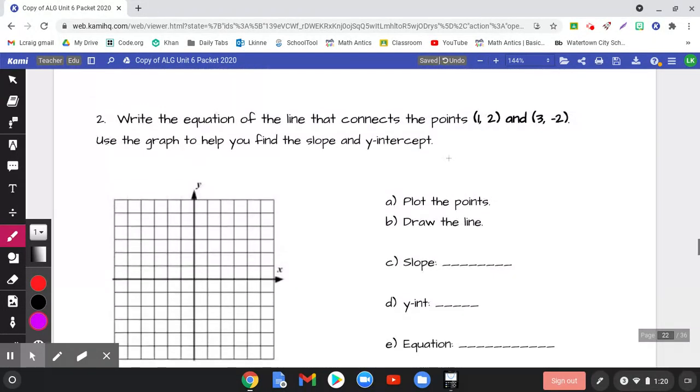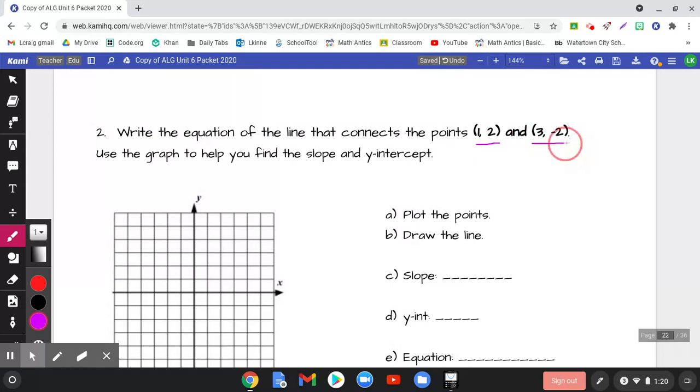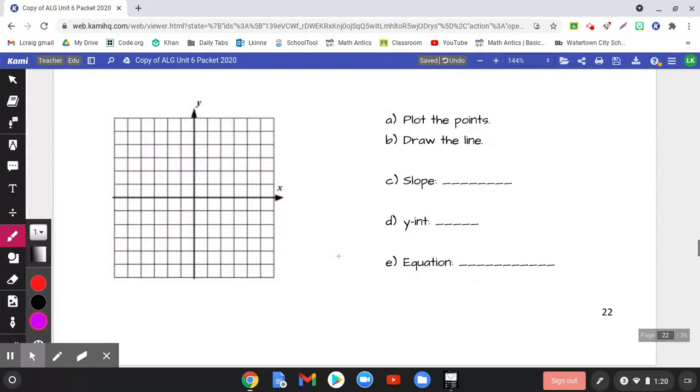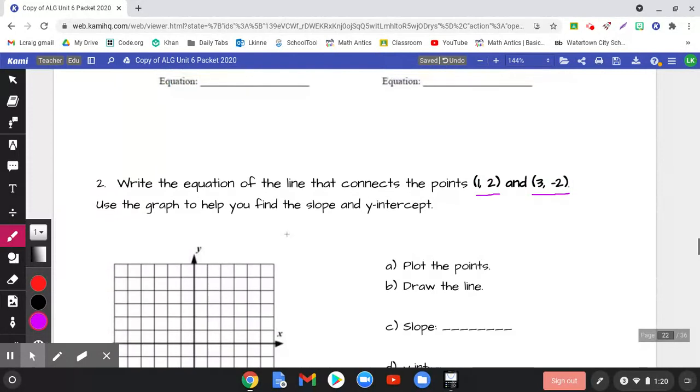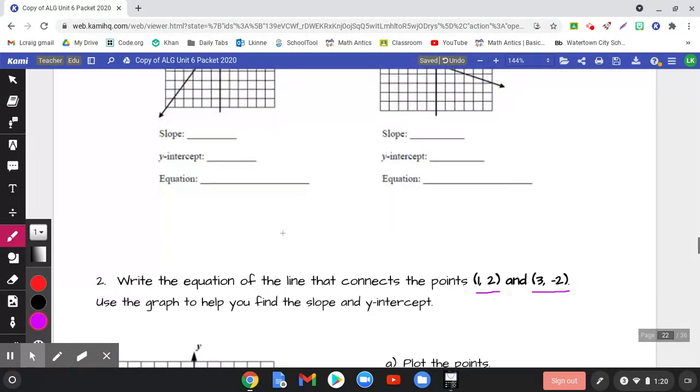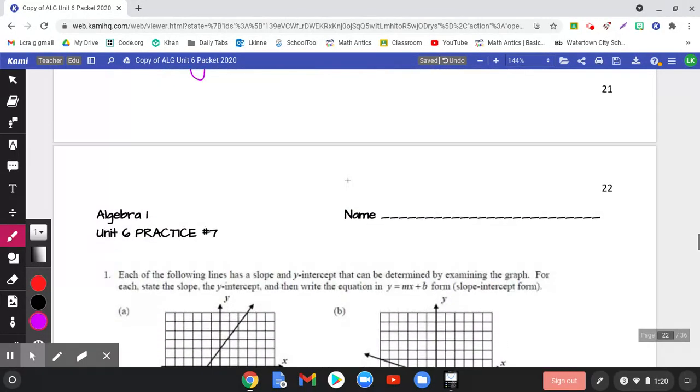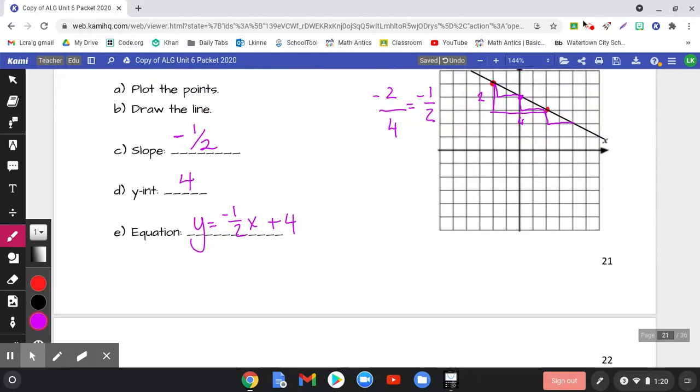On number 2, you're going to plot these 2 points and do exactly what I just did in the last one, okay? You can either submit this using Kami, or you can do it in your packet and take a picture. All right, if you have questions, don't hesitate to reach out.